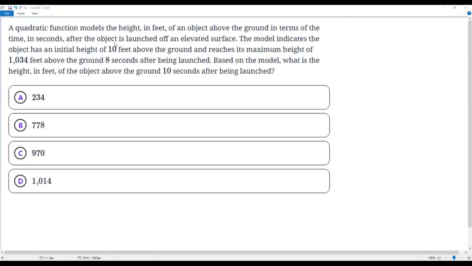Hello everyone. In this video, we are going to discuss a set of SAT math problems. Here we have the first problem.